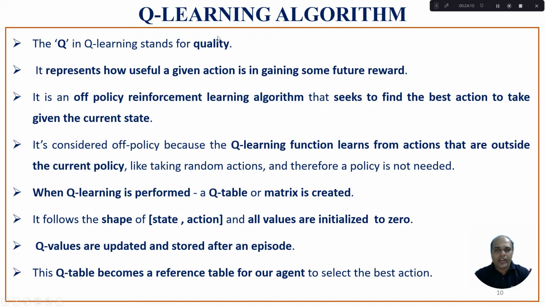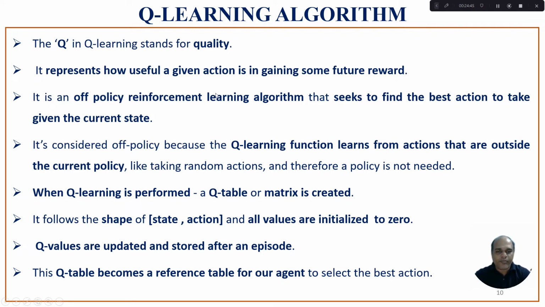Next one is Q learning. As I said, when the robot comes into the environment for the first time, it does not have any Q table entries, right? It has to learn from itself. So it has to perform some random actions. Based upon those random actions, the Q table values will be determined, right? Such a technique is called the Q learning technique, where Q stands for quality. It represents how useful a given action is in gaining some future rewards.